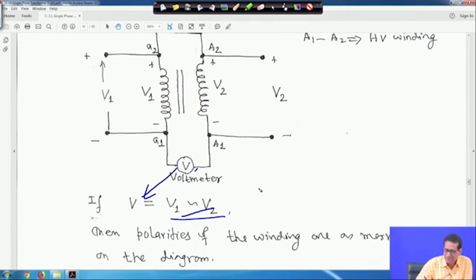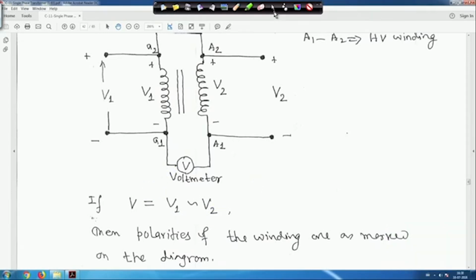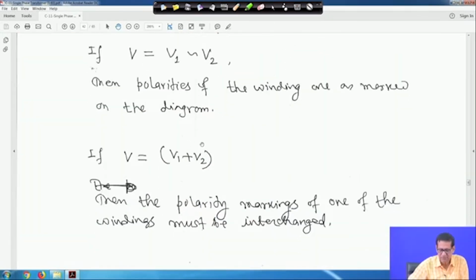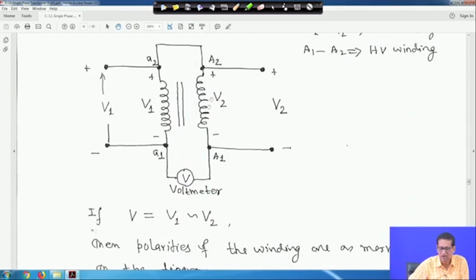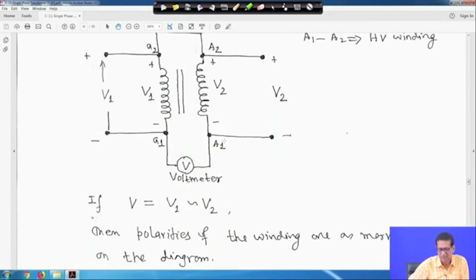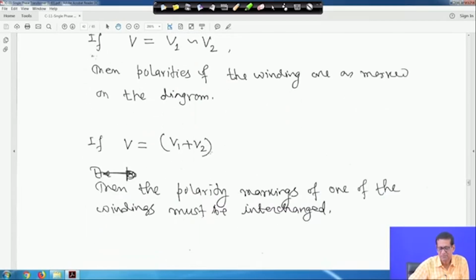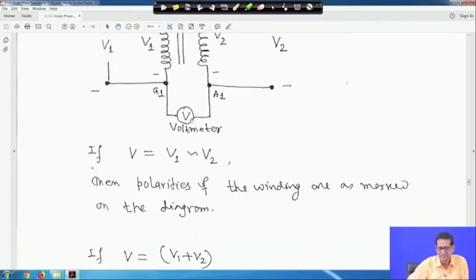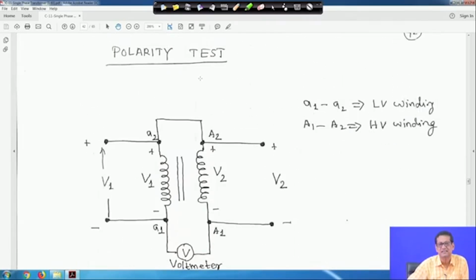And if you get V equal to V1 plus V2, everything is marked actually. If you get V1 plus V2, then the polarity markings of one of the windings must be interchanged, either this side or this side, you just interchange. If you get V equal to V1 plus V2, I mean if it is additive, then the polarity markings of one of the windings must be interchanged. So this is all for the polarity test, nothing more is there.